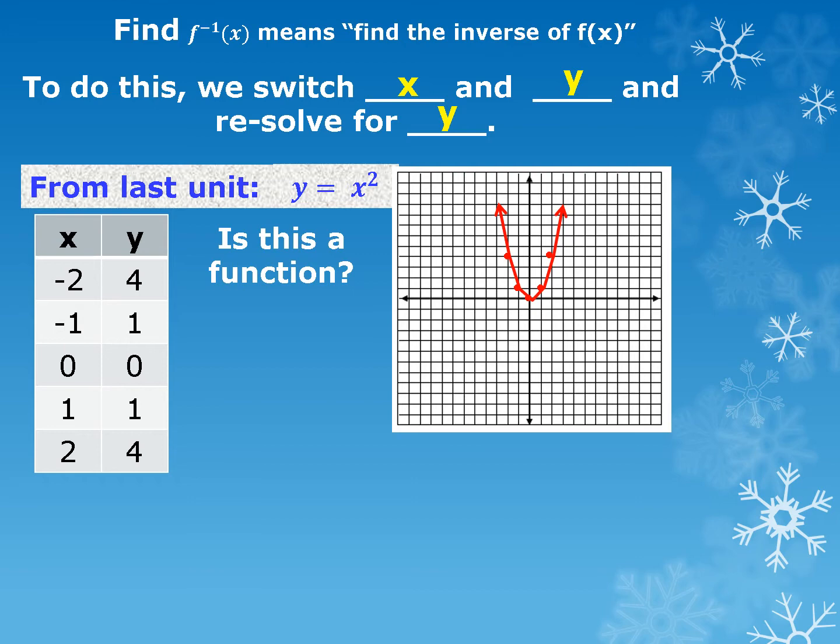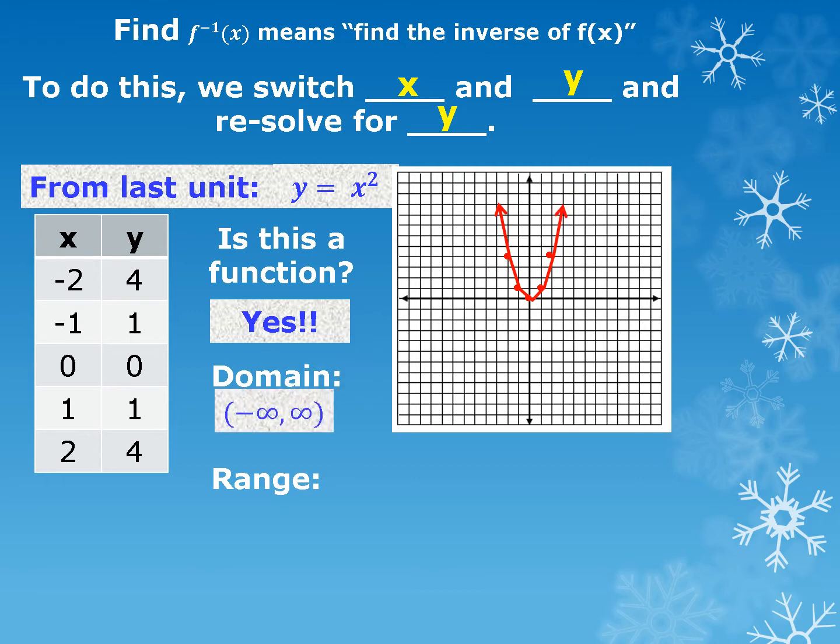Was that a function? Yes, a quadratic function is a function. So let's talk about its domain and range. The domain of any quadratic function is always negative infinity to infinity. And if you remember, the range of the parent function was 0 to infinity. So that's what we talked about before winter break.